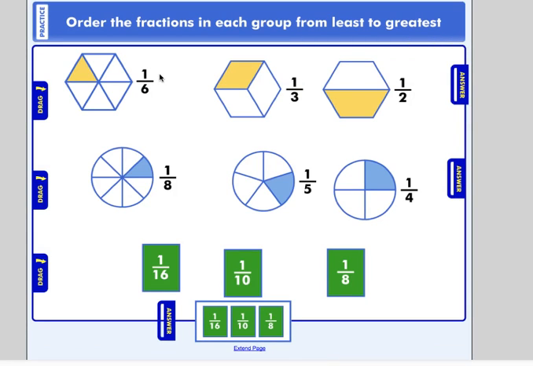That always works even if your numerator is not 1. As long as the numerator is the same for the fractions that you're comparing, all you got to do is look at the denominator.